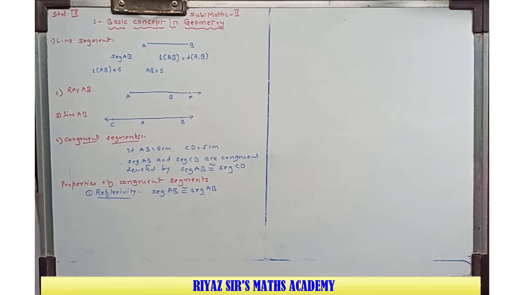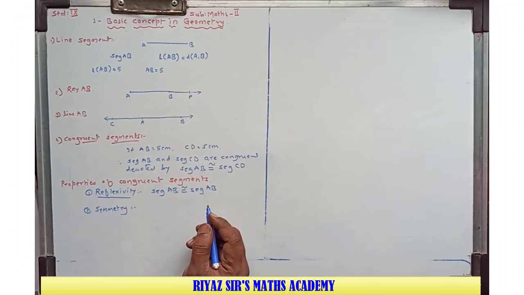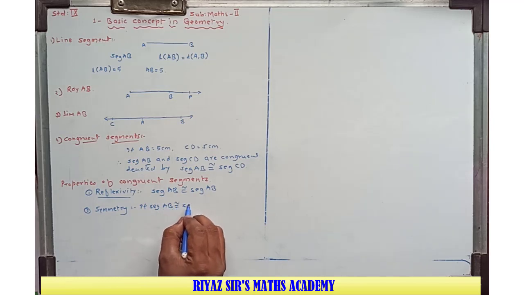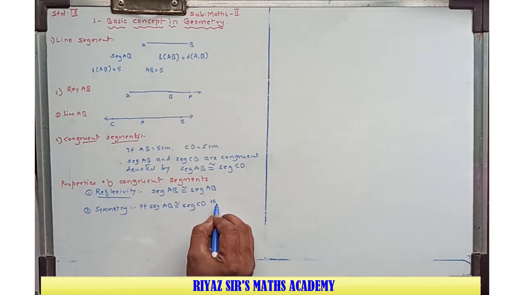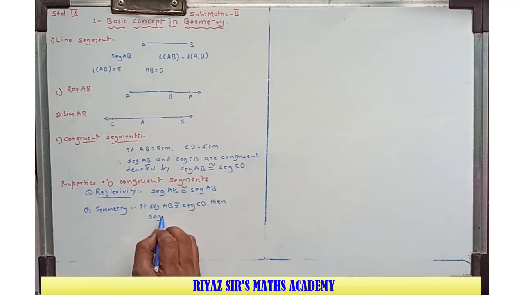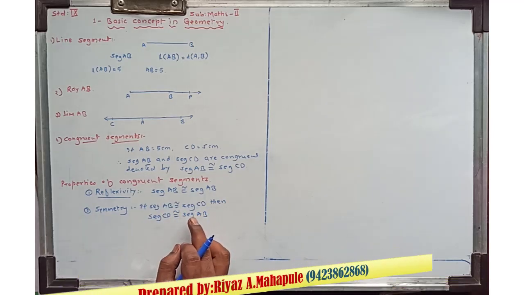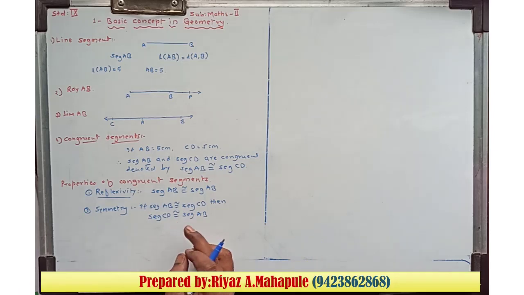Now the second property is symmetry. This symmetry property says that if segment AB is congruent to segment CD, then segment CD is congruent to segment AB. That means अगर first segment second segment को congruent रहेगा, इसका मतलब second segment first segment को congruent है. This property is called symmetry property.